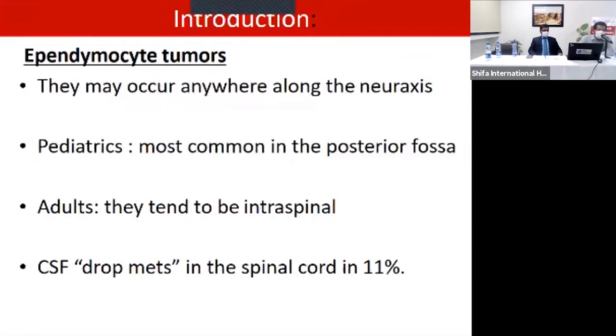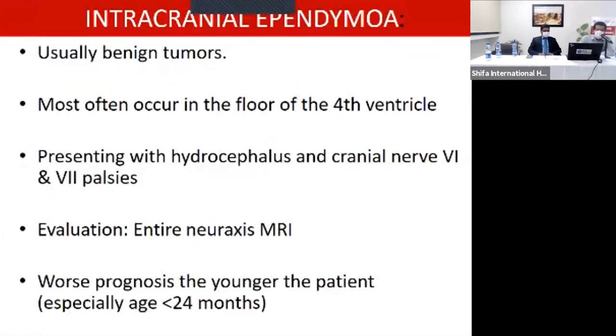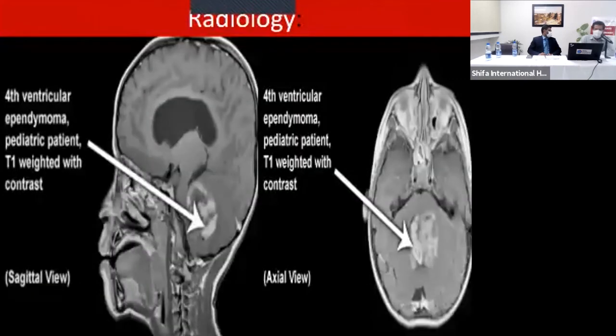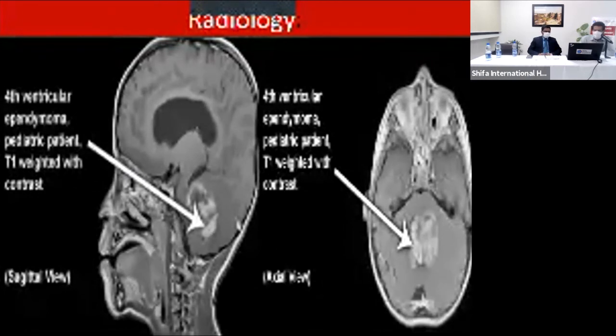Coming to the ependymal tumors, they may occur anywhere along the neuroaxis. In pediatrics, these are most common in the posterior fossa, and in adults, they tend to be intraspinal. In 11% of the cases, drop mets are present. Intracranial ependymomas usually are benign, most often in the floor of the fourth ventricle, and present with hydrocephalus and cranial nerve 6th and 7th palsies. Evaluation requires MRI of the entire neuroaxis. The worst prognosis is in patients who are less than 24 months of age. So this is an MRI of the brain, with a tumor in the fourth ventricle, expanding the fourth ventricle and resulting in hydrocephalus.